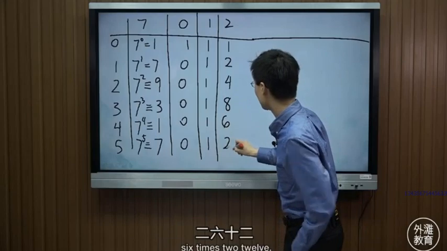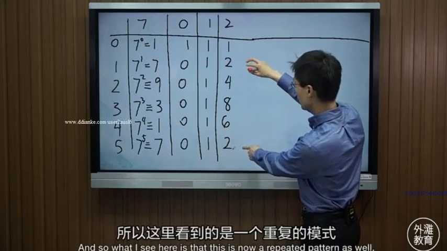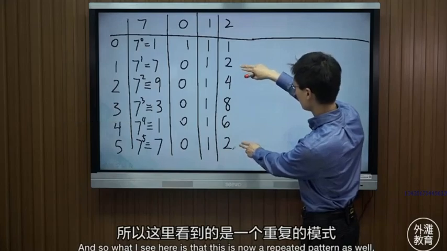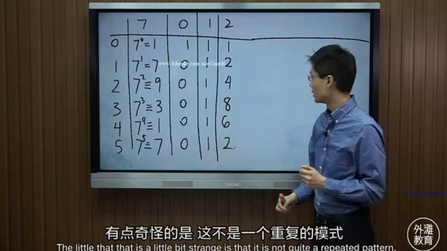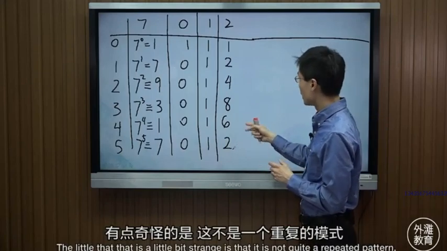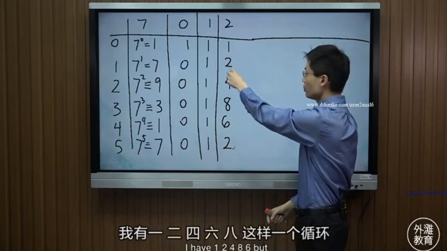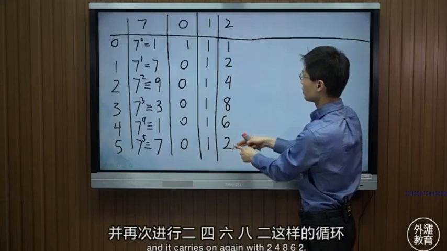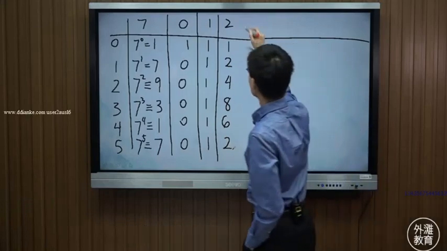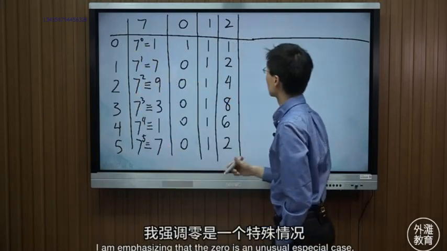And so what I see here is that this has now a repeated pattern as well, because here's the 2. The little thing that's a little bit strange is that it's not quite a repeated pattern because of that 0 up there. I have 1, 2, 4, 8, 6, but then 2, and then it carries on again with 2, 4, 8, 6, 2. I'm emphasizing that the 0 is an unusual special case.